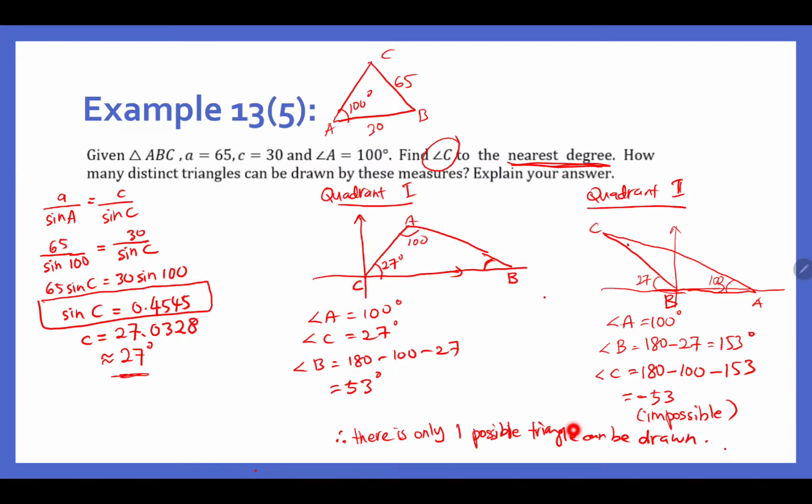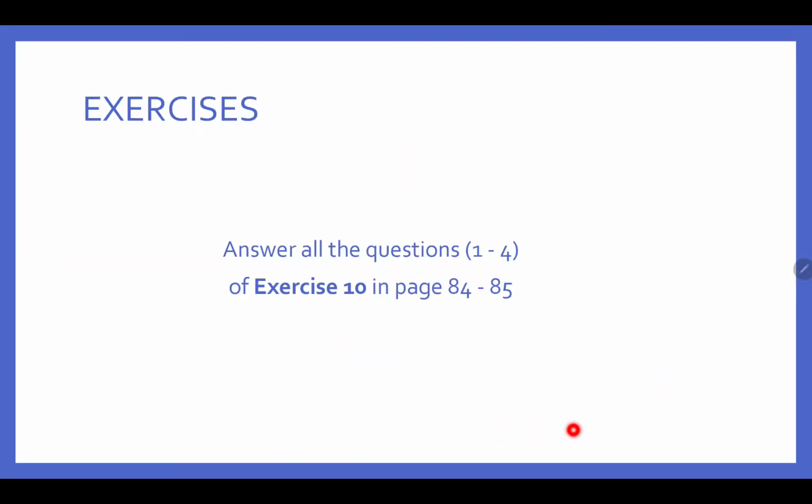Okay, so you all can compare solution number 4 with number 5 just now. Number 4, we can draw two triangles. Number 5 gets only one triangle, because in the second quadrant we get a negative angle C. Okay. So, exercise 10 you do on your own. This is the tutorial for questions number 1 to 4.